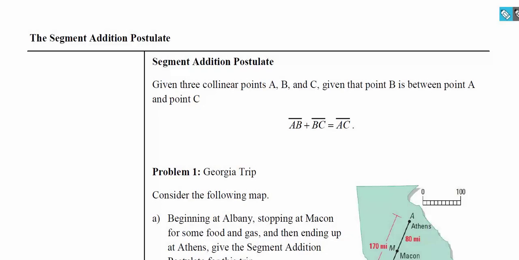This is a very important postulate that we're going to be constantly using throughout the school year. The segment addition postulate. So imagine, if you will, that we have a line segment made up of 3 collinear points. It doesn't matter where the B is, as long as we have these 3 points in this line segment.